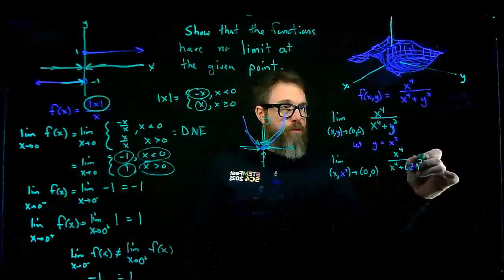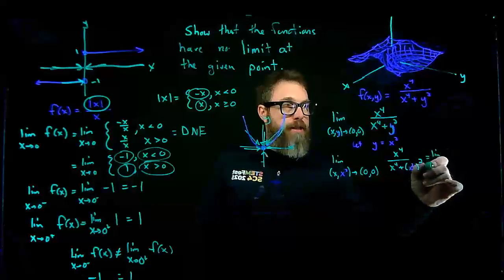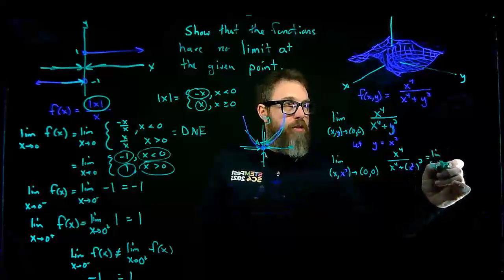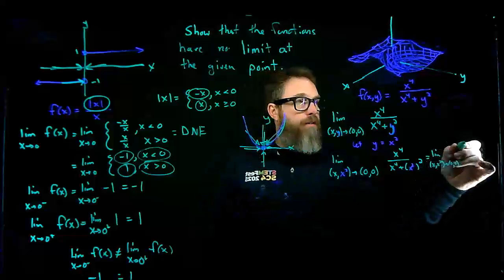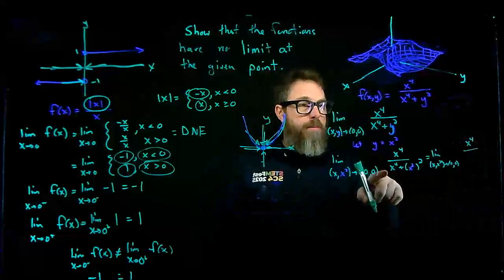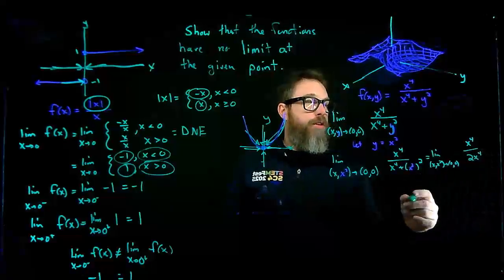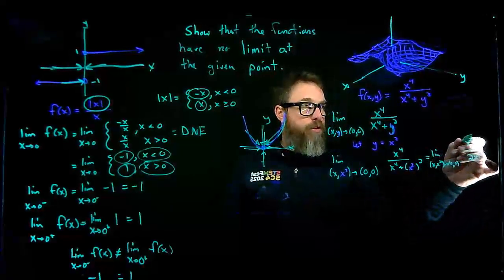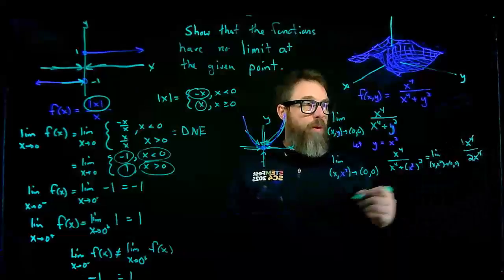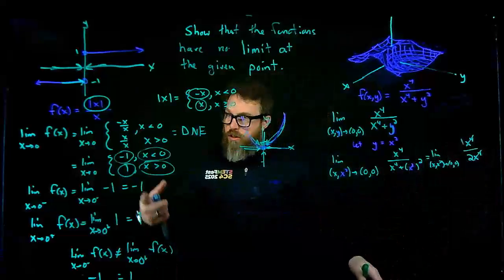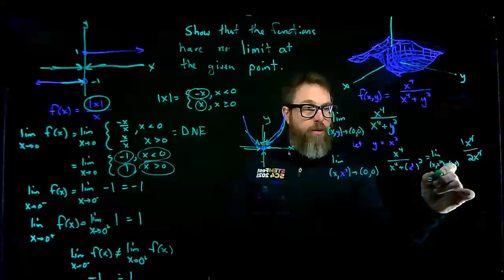So this will be equal to the limit as x comma x squared goes to 0 comma 0 of x to the fourth. And then the bottom, I'm going to have x to the fourth plus x to the fourth, which is going to be 2x to the fourth. So this will simplify to just 1/2. And the limit of a constant, just like over here, is just that 1/2.